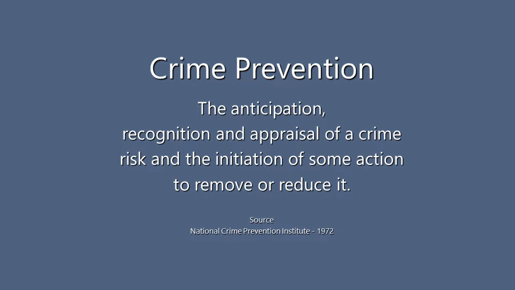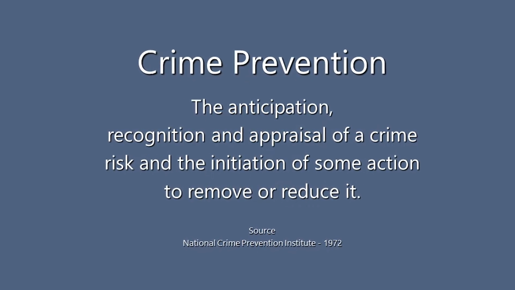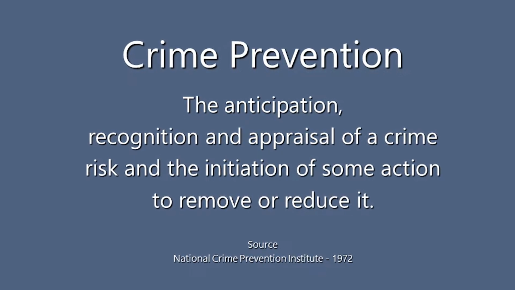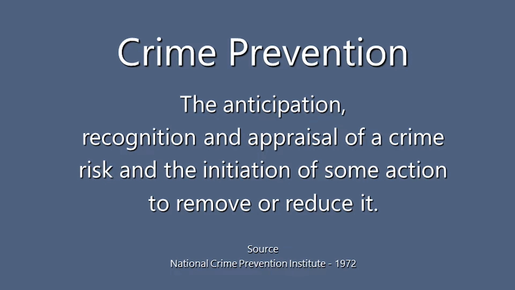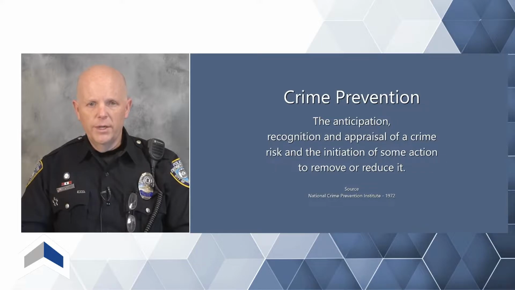To start with a definition, this is a definition from 1972 from the National Crime Prevention Institute, and it really continues to be the gold standard for the definition of crime prevention. Very simply, it's the anticipation, recognition, and appraisal of a crime risk, and the initiation of some action to remove or reduce it. So it's important that we understand that this is not a one and done type thing.